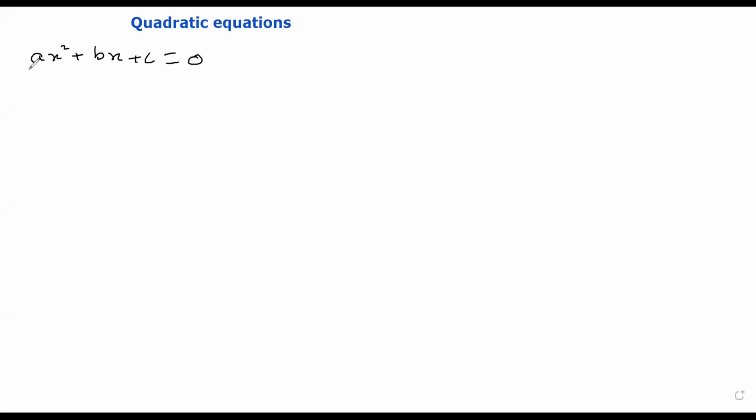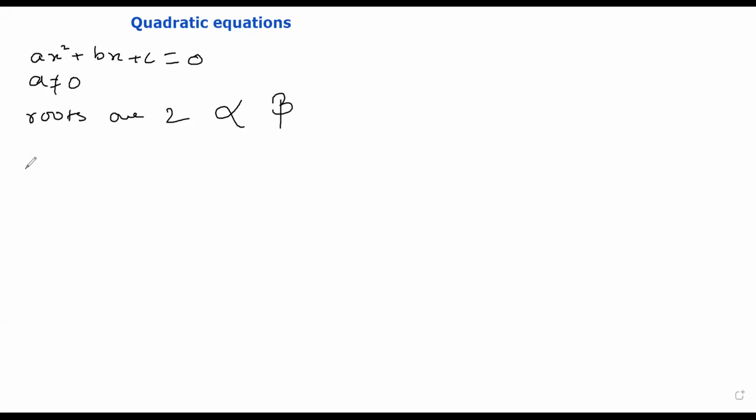Quadratic equation is in this format, ax square plus bx plus c. Here a is not equal to 0. Because if a is equal to 0, it will become an equation of one variable, linear equation in one variable. Whenever we find the roots for a quadratic equation, we will always have two roots. Roots of quadratic equations are always 2 because the highest power of x is 2. We generally denote them as alpha and beta.